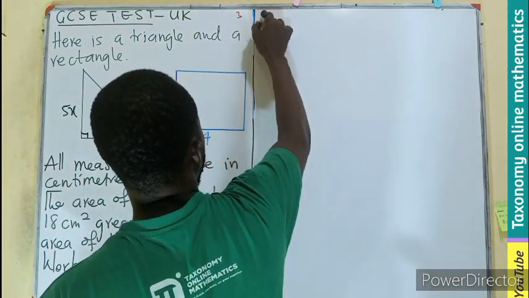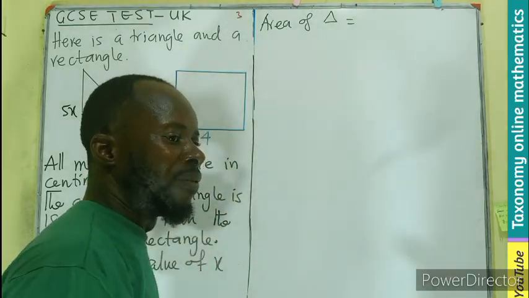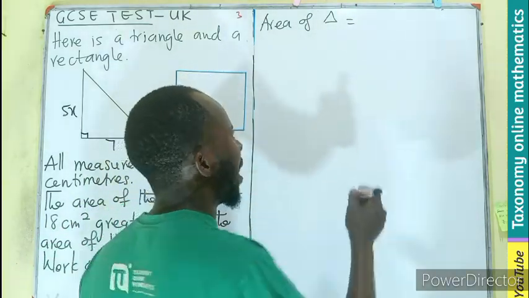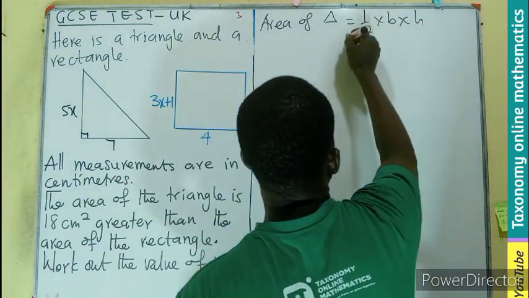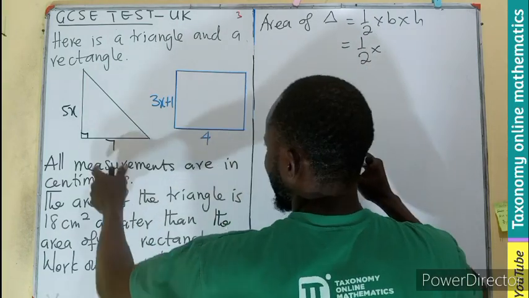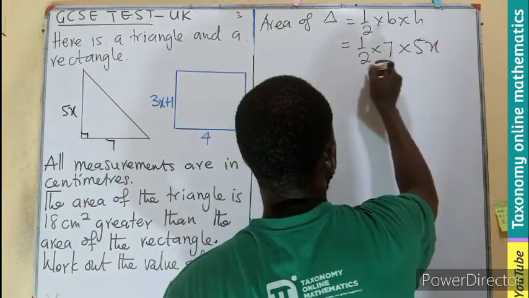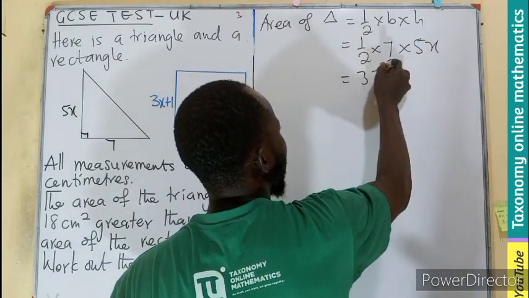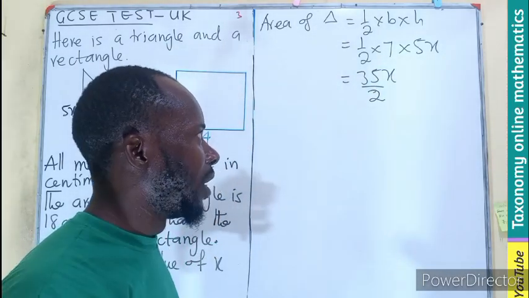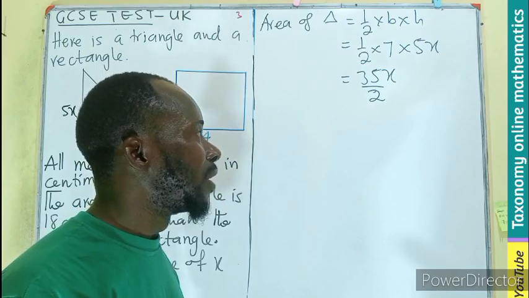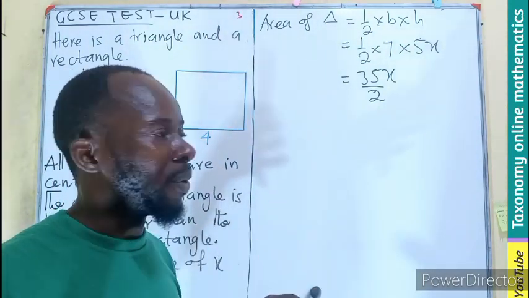First things first, we find the area of what? Triangle. What is the formula? We know it's half base times the height. So half times the base times the height. What is the base? The base in this case will be 7. The height will be 5 what? x. So we have 35x divided by 2, which is 17.5x. That is the value of the area of the triangle.